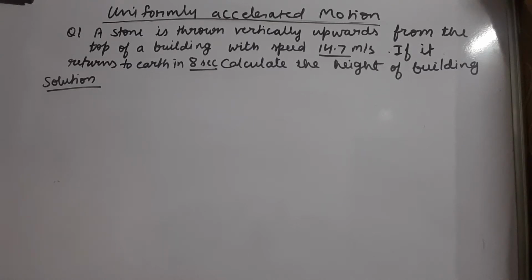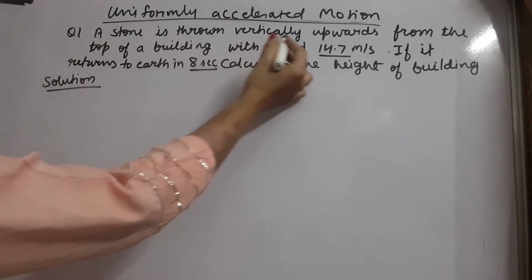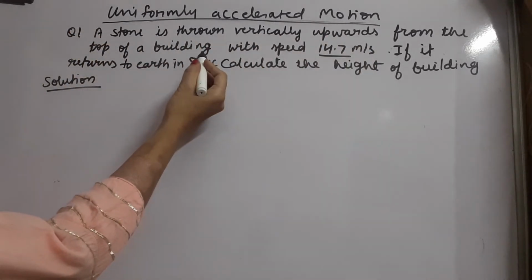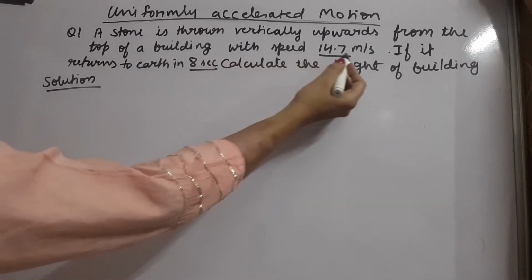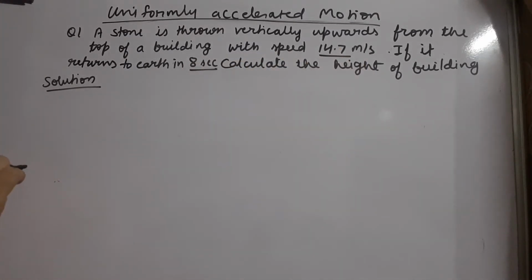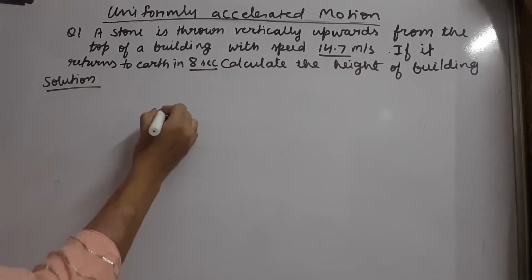Hello students, now we are going to solve some questions in which the upward and downward motions both are combined. Let us see this first question. A stone is thrown vertically upwards from the top of a building with a speed 14.7 meter per second. So let us draw a diagram to understand the situation.